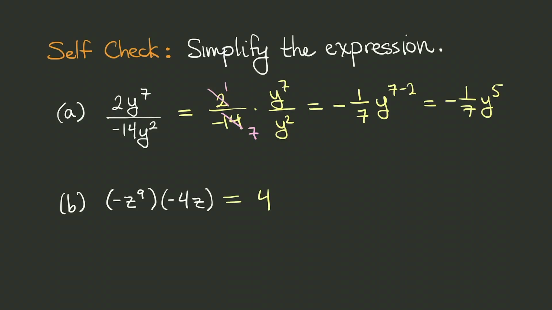And then we have z to the ninth times z. So when we add the exponents, we'll have z to the ninth plus, well, that z has a hidden 1 here, and so this will be 9 plus 1. So we have 4z to the 10th power.